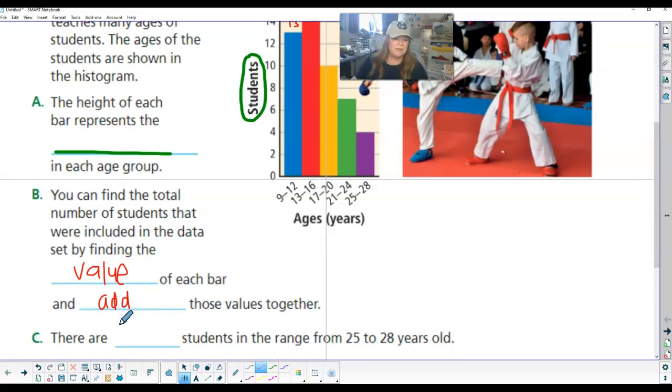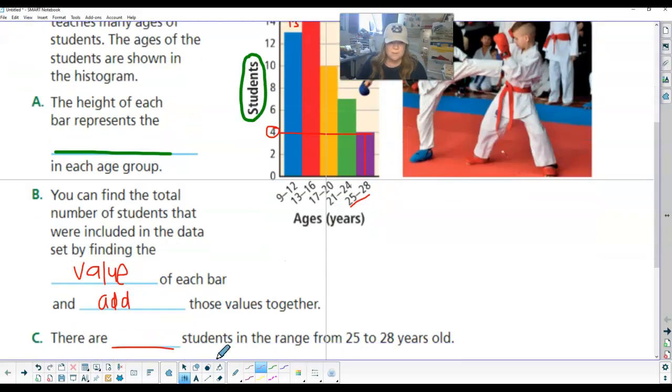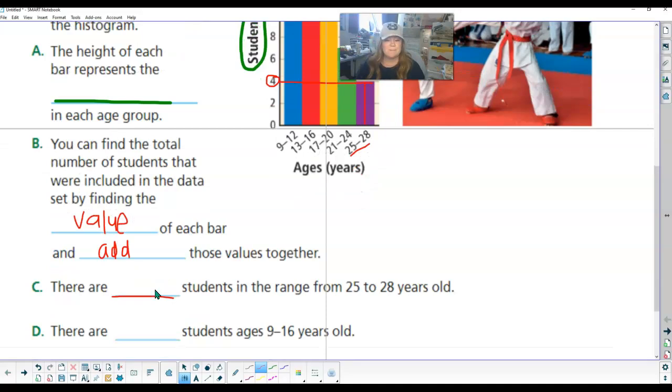This one asks, how many students are 25 to 28? So I'm looking at my bar that's 25 to 28. I'm seeing how high up it goes, which is to the 4. So we have 4 students that are 25 to 28 years old.